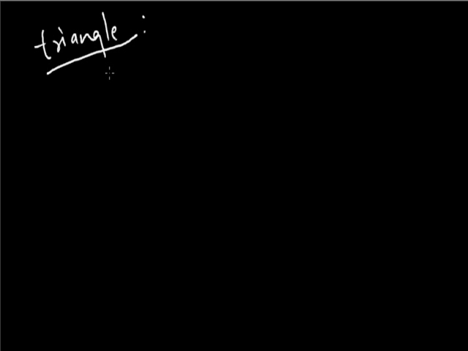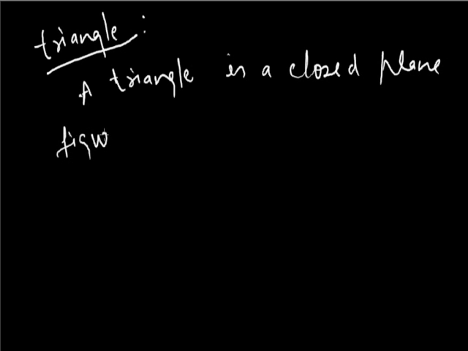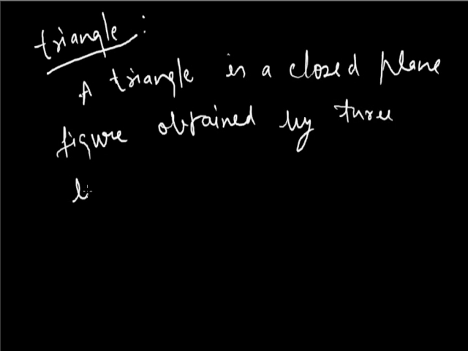So triangle, it is a figure or a polygon, a plane figure made by three line segments joining in pairs, or out of these three line segments we have to take two at a time, and whose intersection gives us the vertex of that triangle. A triangle is a closed plane figure obtained by three line segments joining in pairs.